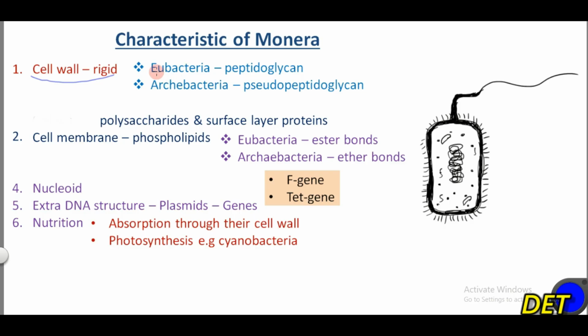So for the subkingdom Eubacteria, their cell wall is rigid due to a substance known as peptidoglycan, right? Their cell wall is made up of a substance called peptidoglycan. That is what gives rise to the rigidity of their cell wall. For the archaebacteria, their cell wall is made up of pseudopeptidoglycan, right? And this is the substance that is responsible for the rigidity of their cell wall.